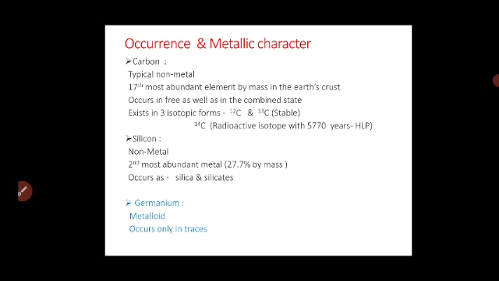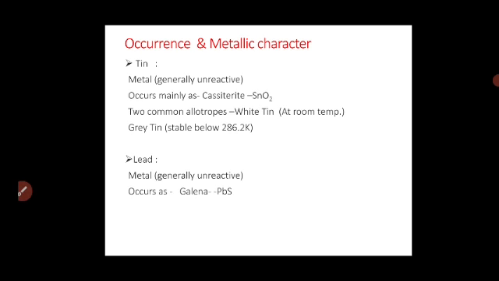The third element in this group is germanium, which shows behavior like metals as well as non-metals, which we call a metalloid. It occurs in a very small amount, that is in traces. The last two elements, tin and lead, are metals. These are very stable metals and usually they are unreactive. They occur in the form of compounds, which we call minerals.